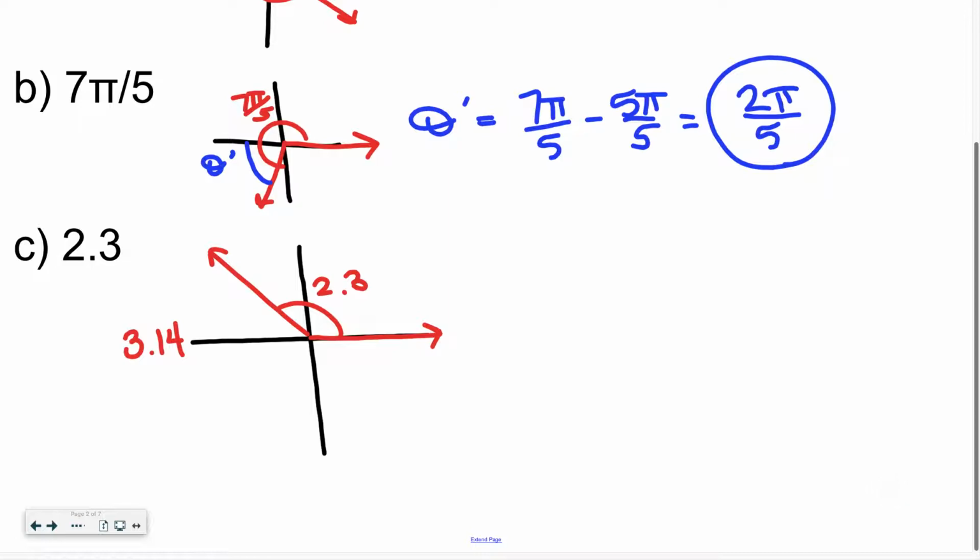Okay. So to find our reference angle, we would have to take pi minus 2.3. Well, if pi is approximately 3.14, 3.14 minus 2.3 would be 0.84.